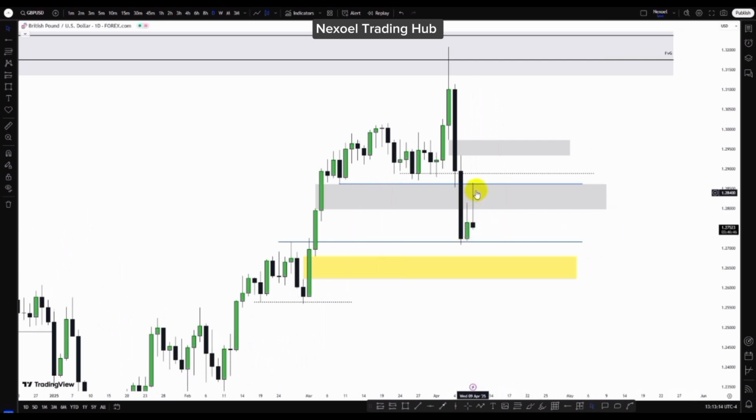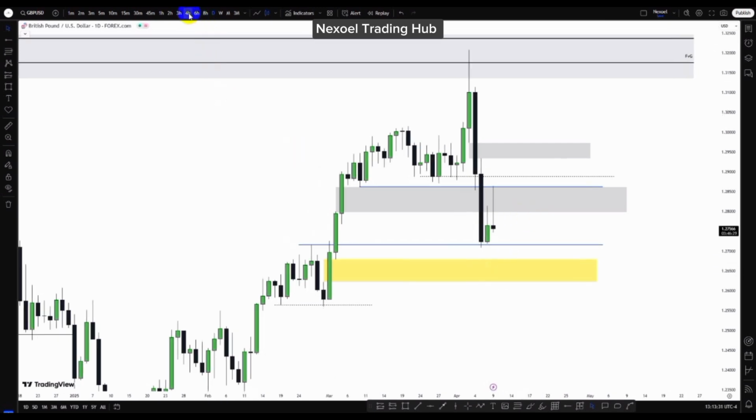So we can see now price has returned, mitigating the daily inversion, and we're seeing volume giving us the possibility of wanting to close below the inversion. If this volume closes below this daily inversion, then we may see price continue bearish to the downside here. So let's check the 4-hour time frame.